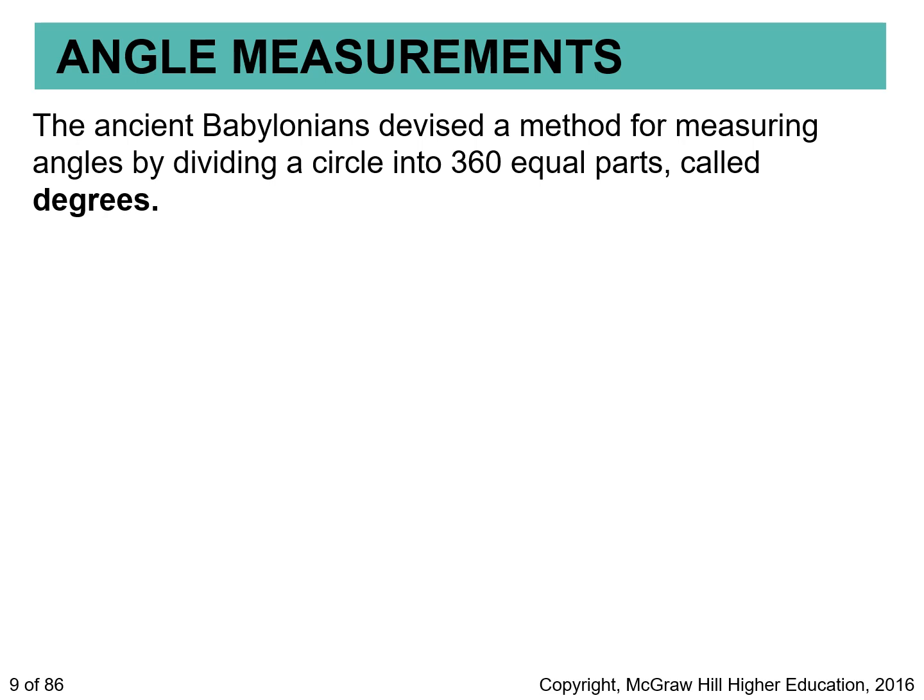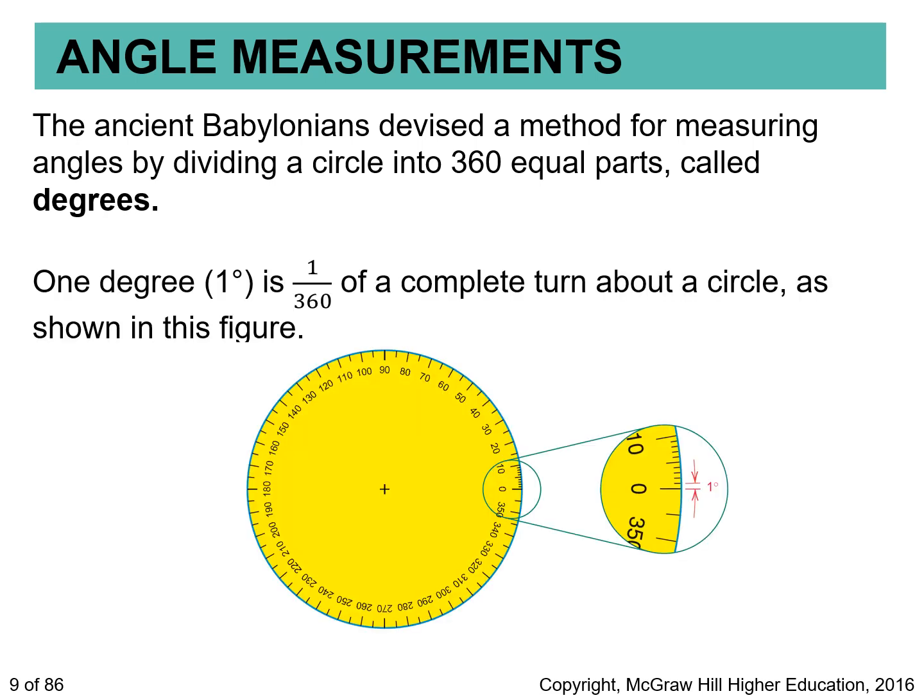Okay, angle measurement was devised by the Babylonians. If you've had 1315, we talked about the Babylonians just briefly, that their number system was based on 60, which then makes more sense because 6 times 6 is 36. So this was 6 60s, which makes 360 degrees in a circle. There are 360 degrees in a circle. So a degree is made by dividing a circle into 360 equal parts.